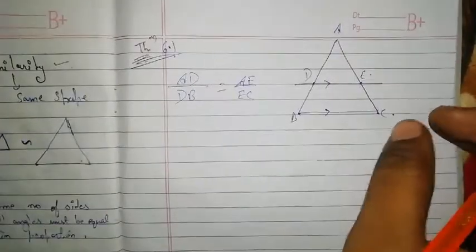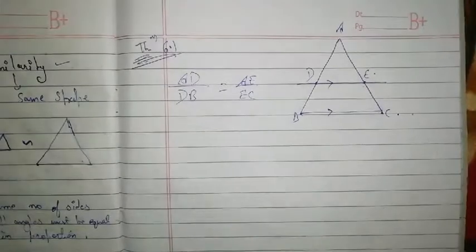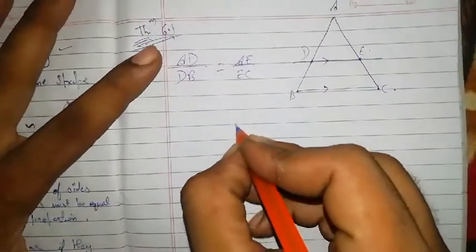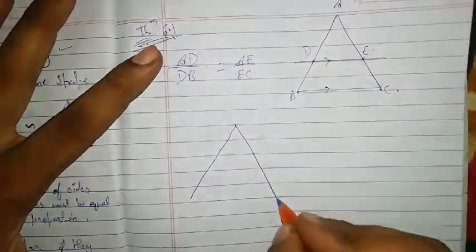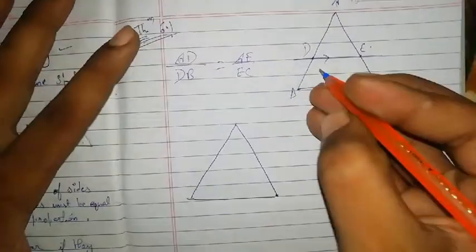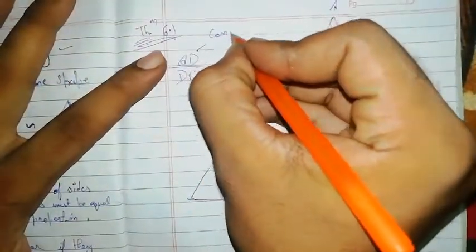So we can apply its converse too, right. See how the converse will be: suppose we have a triangle, this is the conclusion, okay, this is the conclusion.